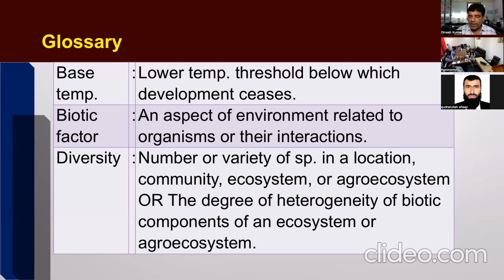It means how many different kinds of animals or plants or living things are there. The variety is called diversity. The more the variety of species in a location, the more is the diversity. It is also called biodiversity. If you take it with respect to soil, then it is called soil biodiversity. If you take it with respect to plants, it is called crop biodiversity or crop diversity.